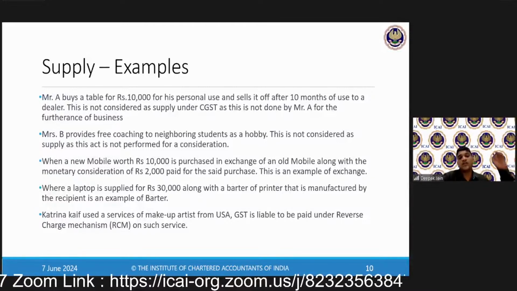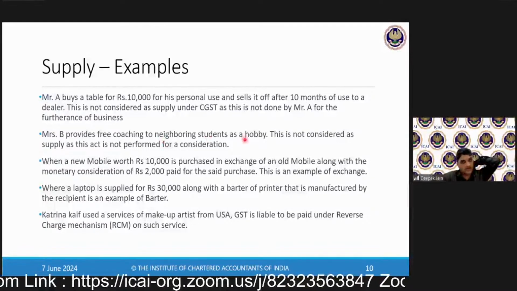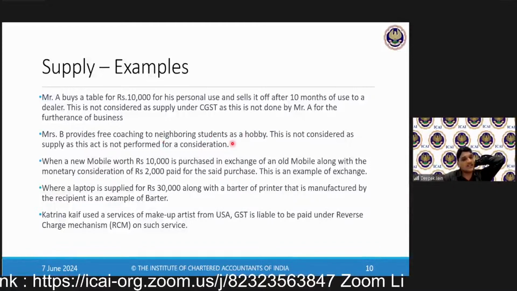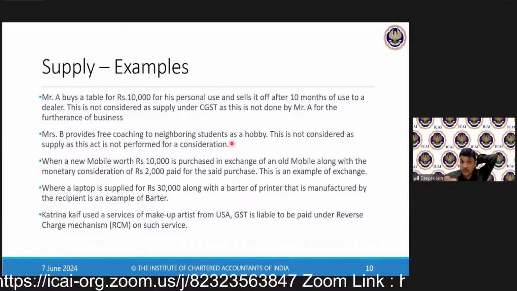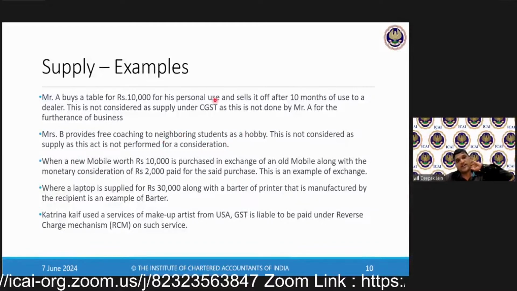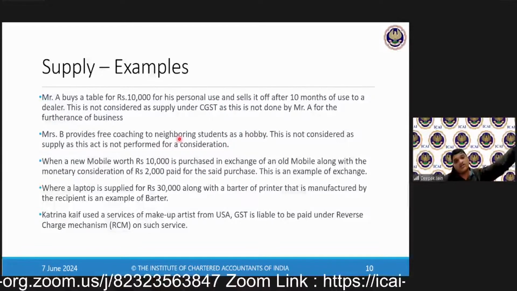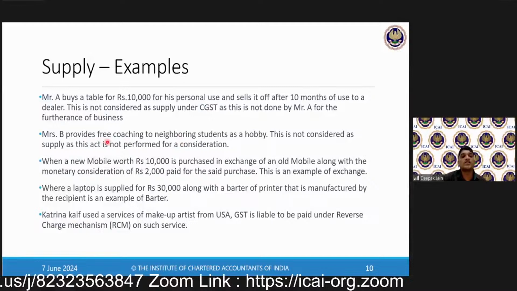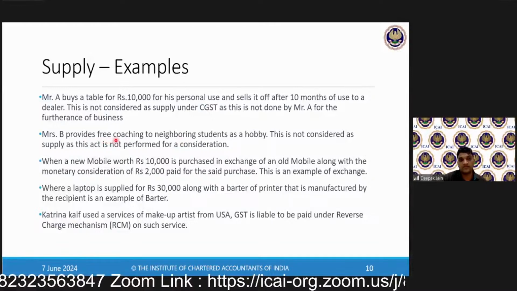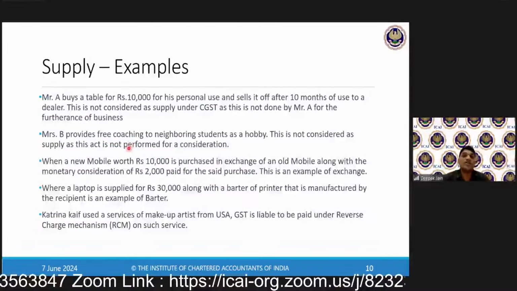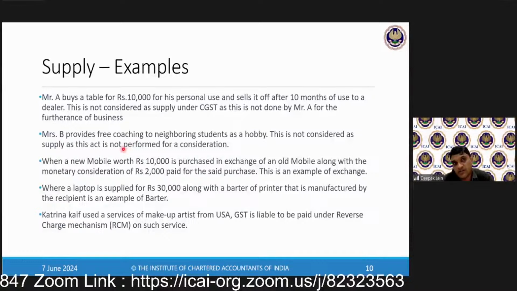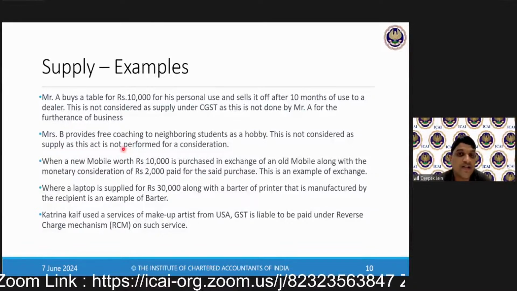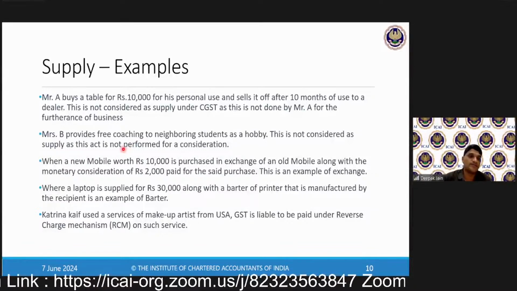Mrs. B provides free coaching to neighboring students as a hobby. This is not considered a supply. Even though she does it regularly, it is still not a supply. Why? Because there is no consideration. She does free coaching, so even if she does it regularly, it is not a supply. Consideration is required. In this case, no consideration, so no supply.